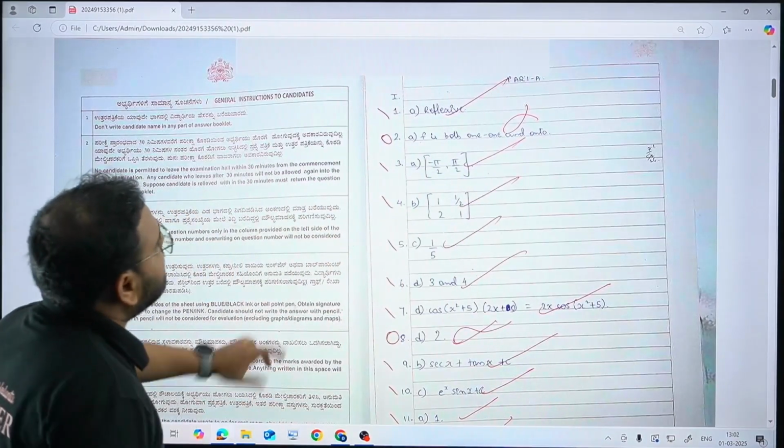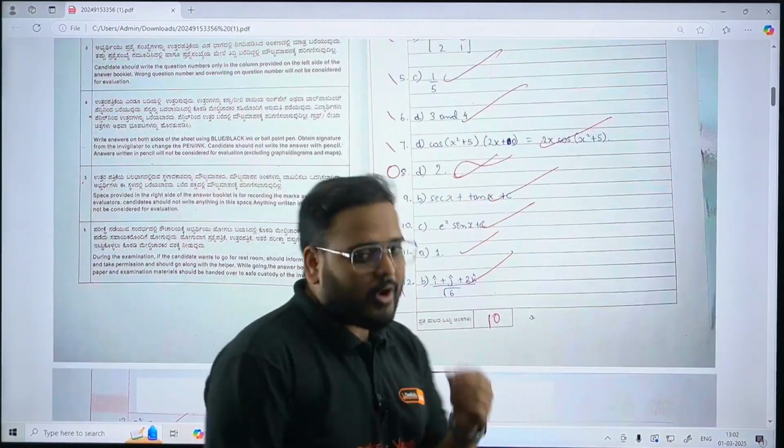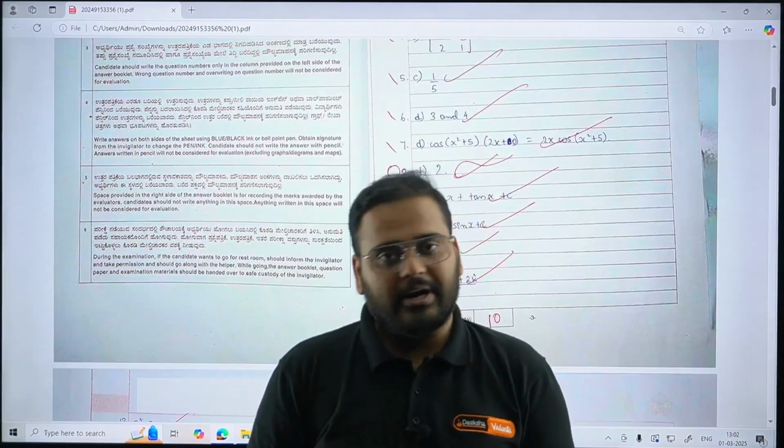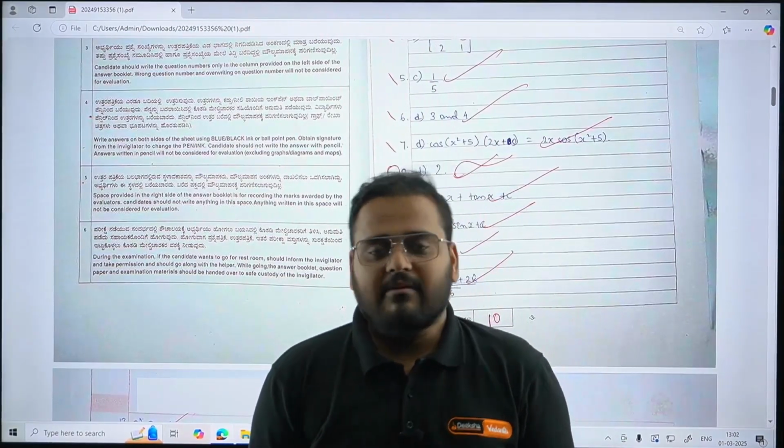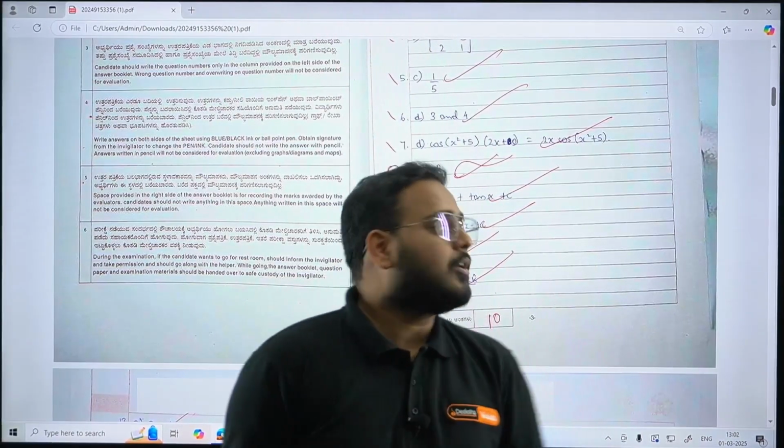After that, if you see here, part A, as per your exam pattern, part A will have 20 questions, 15 are MCQ, 5 are fill in the blanks. Okay, and all the questions are mandatory. Try to write it like this.